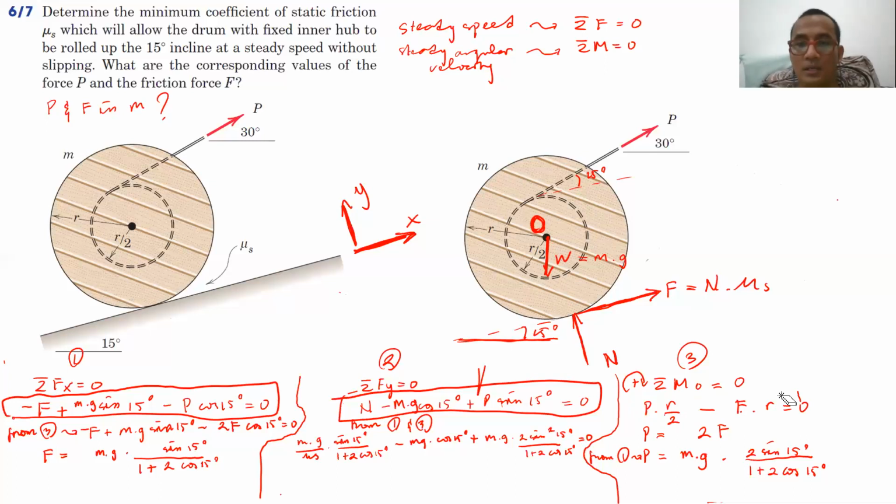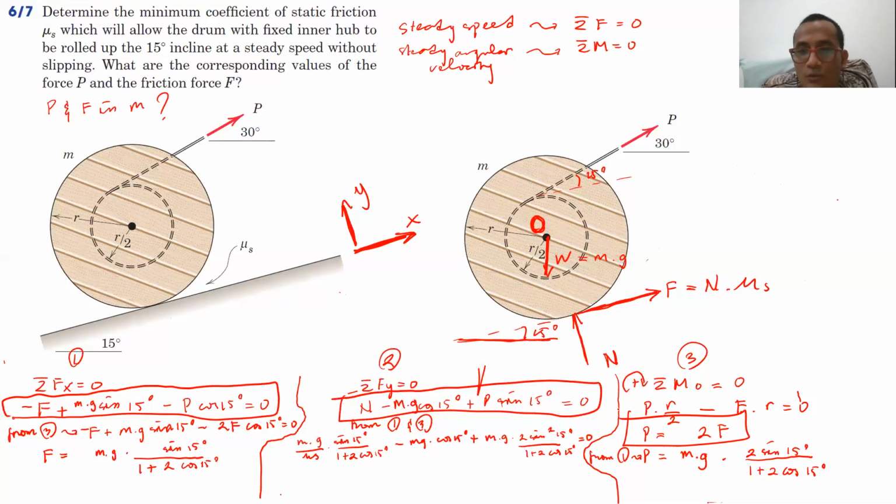Because of that, we can simplify this particular equation by moving the F multiplied by R to the right and crossing R. What we will get there will be P is equal to 2F. P is equal to 2F. So this is the end of our third equation.